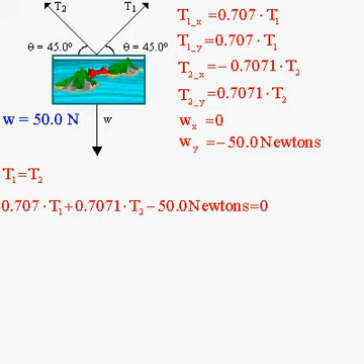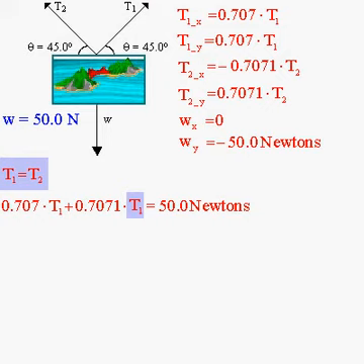Well, let's start with the second equation. Let's add 50.0 newtons to both sides. That gives me 0.707 T1 plus 0.7071 T2 equals 50.0 newtons. Now let's look at the first equation. The first equation tells us that T1 equals T2. So anywhere I see a T2, I could stick in T1. They equal each other. So in the second equation, let's replace T2 with T1. That gives us that 0.707 T1 plus 0.7071 T1 equals 50.0 newtons.